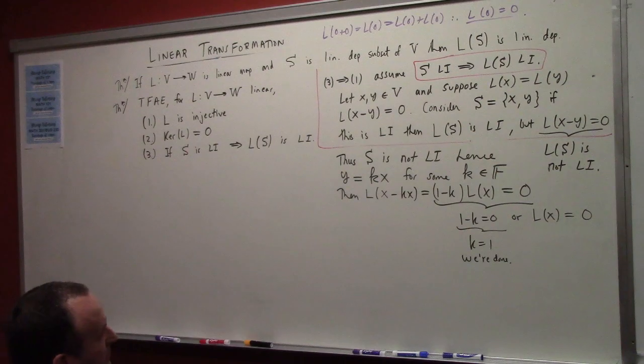So we've argued so far that the set S containing x and y is not linearly independent, which means that we have that y is equal to kx. But L of x minus y is 0, which means that 1 minus k times L of x is 0, which, again, when I have a scalar times a vector is 0, I either can have the scalar be 0 or the vector be 0. If the scalar is 0, then we're done, because that means k equals 1, y equals x, great. But if the vector is 0, why in that case? Why when L of x equals 0 can I conclude that x is equal to y?